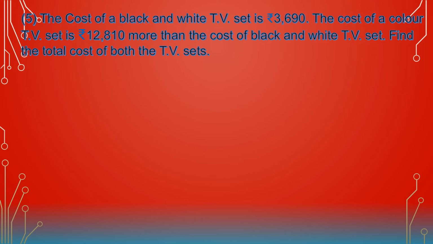Look, in this question, the cost of the black and white TV set is given, but the cost of the color TV set is not given. So how can we find the cost of both the TV sets? Let's take a simple example. I have two pens. One is red and another is blue. The cost of the red pen is rupees 4 and the cost of the blue pen is rupees 6 more than the cost of the red pen.